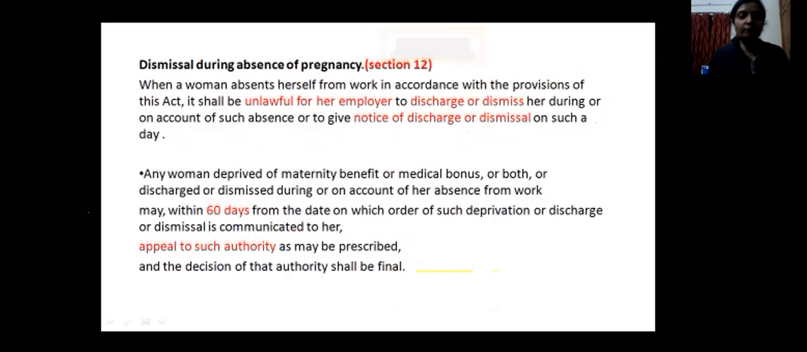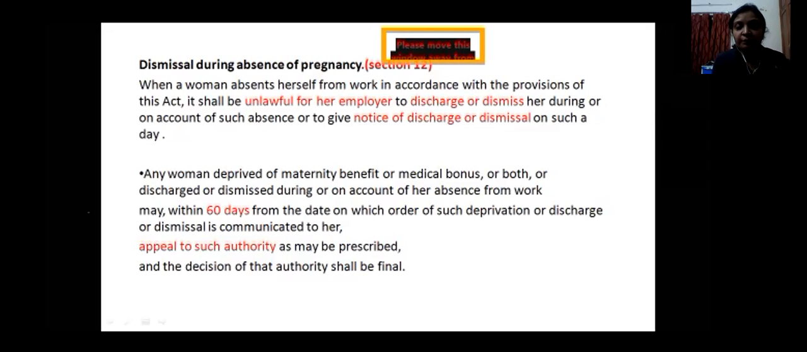Okay. So when I talk about dismissal during absence of pregnancy, this means when a woman absents herself from work in accordance with the provision of this act, it shall be unlawful for the employer to discharge or dismiss her during or on account of such absence, or to give notice of discharge or dismissal on such day. Suppose the woman is under maternity benefit and is on leave, she is absent because she is under this maternity leave. In that case the employer cannot give her notice of discharge or dismissal. That means the employer cannot remove her or give any notice for removing her. He cannot discharge or dismiss the particular woman.